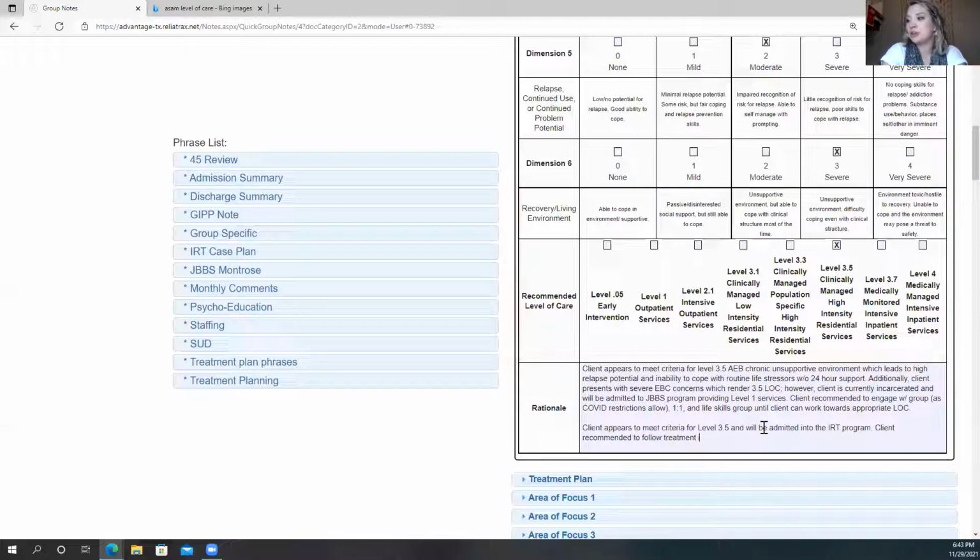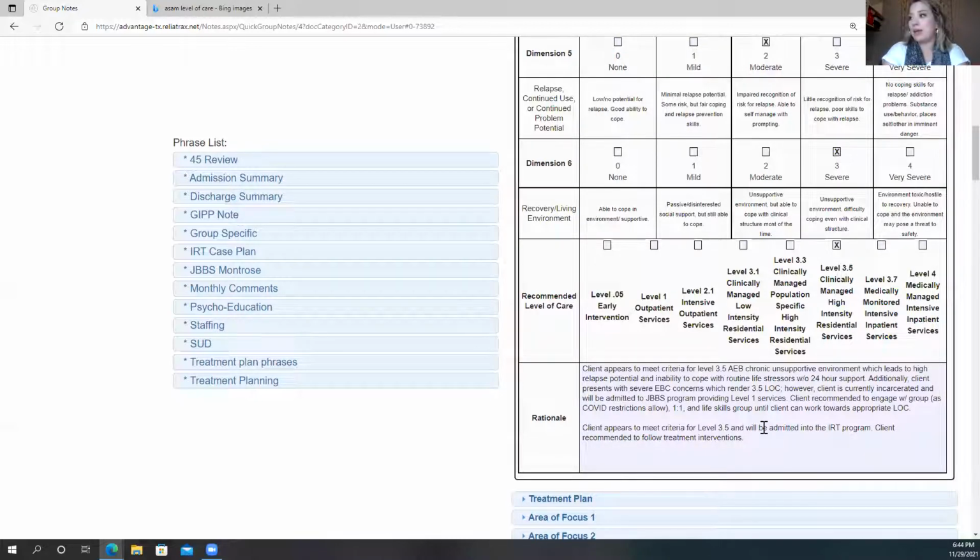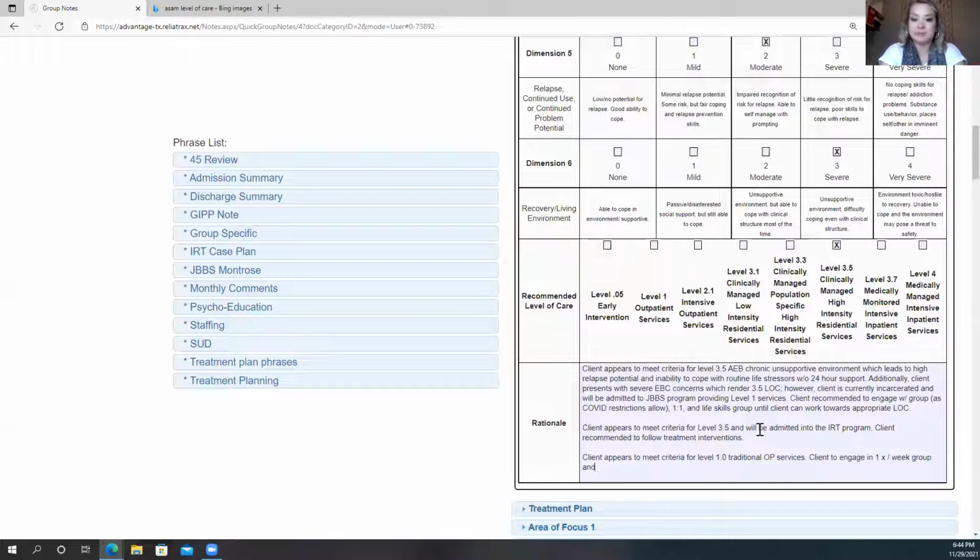Recommended to follow treatment interventions as recommended. We already said that, so interventions. Boom. I mean, that's how easy it is to justify a level of care that matches. If you're an outpatient, you may say something like, client appears to meet criteria for level 1.0, traditional outpatient services, client to engage in 1 time per week group, and one-to-ones PRN as needed. Something like that.